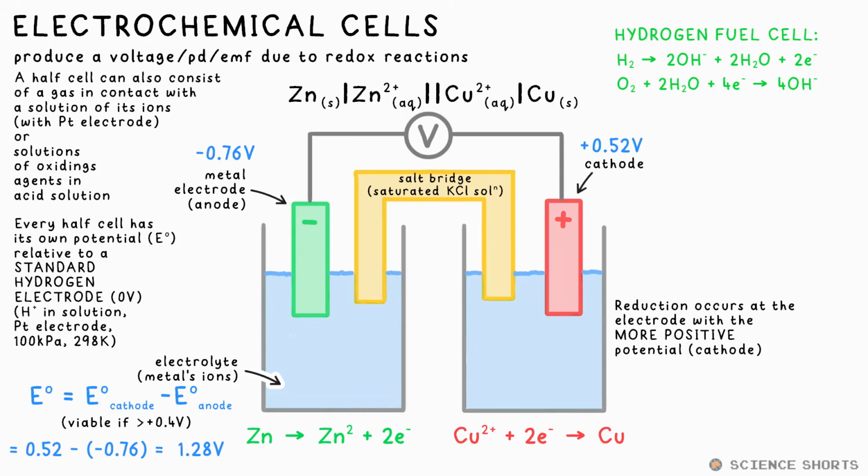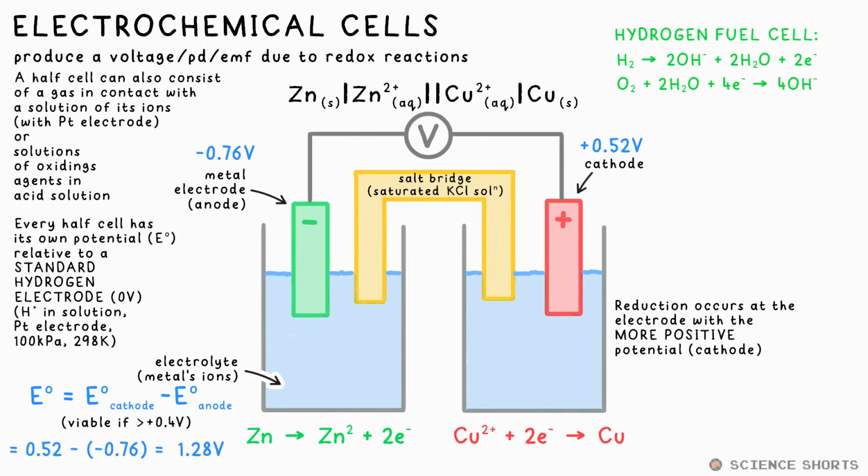We can write half equations for what's happening in each cell, but they're always written as reduction processes. So if oxidation is happening in reality, we write it the other way around in terms of reduction instead, i.e. starting with the ion. The species with the more positive potential will oxidize the one with the lower potential. We use this potential difference to predict how likely a redox or cell reaction is to happen, and we only say that this is true if it's above plus 0.4 volts.